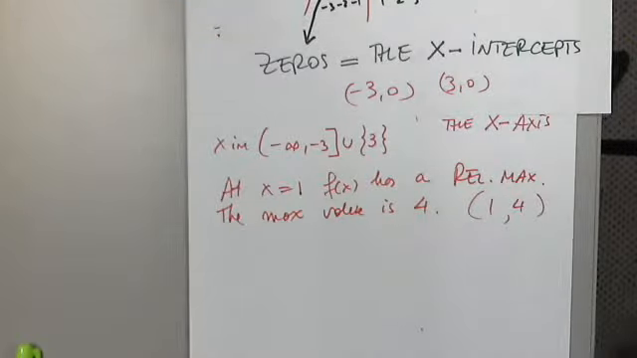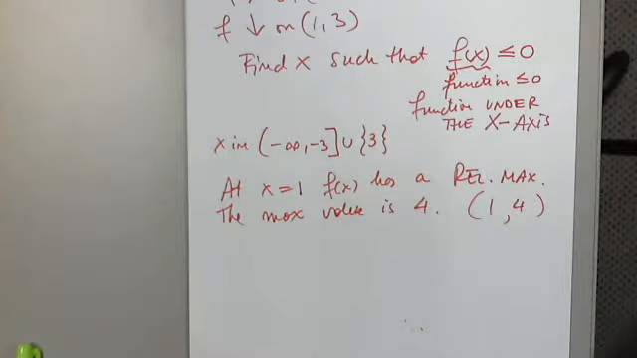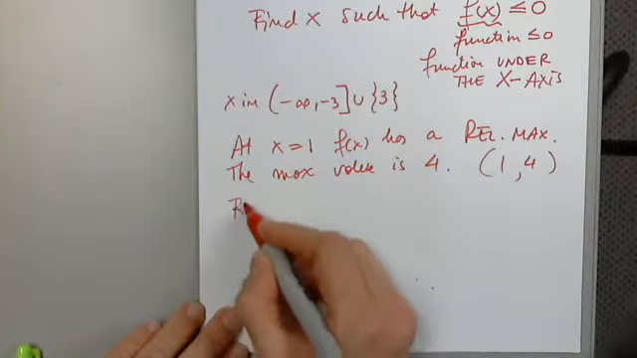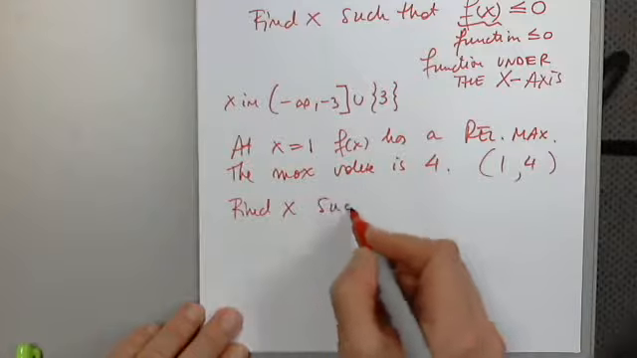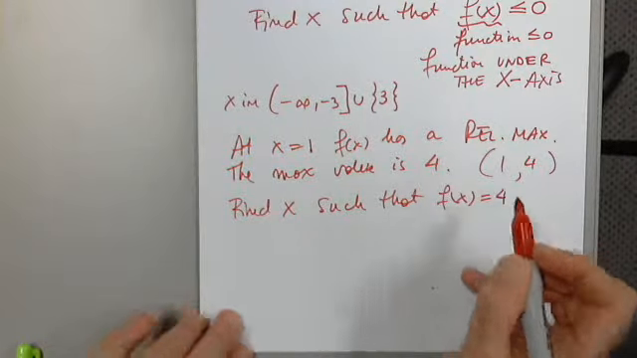Is that clear, everyone? Please ask any questions, anything. Is this okay? Okay, so let's look at what else they want. The value of x for which f of x is 4. So now they want find x such that f of x is 4.